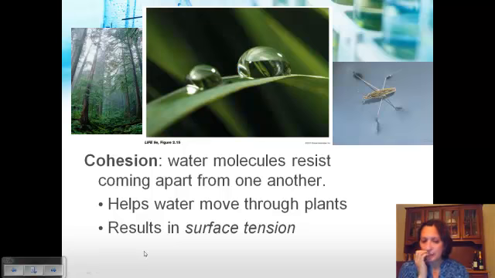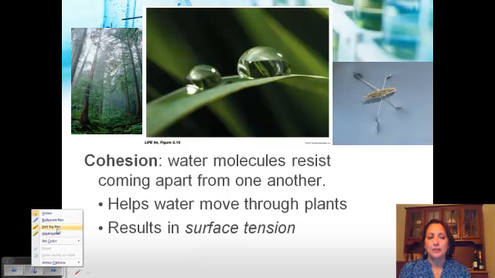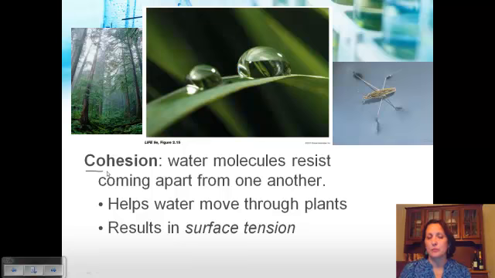Okay, another property of water is that it's cohesive. If you think of adhesion as sticking to something else, cohesion is these water molecules sticking together. So the water molecules are attracted to each other due to this hydrogen bonding. And so this allows us to form water droplets, or this water droplet could form on the bottom of the leaf as well and hang against gravity.